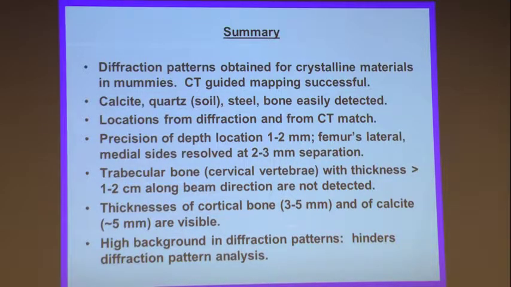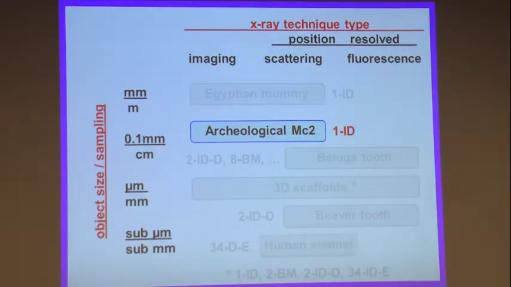What we could have done better was a little bit better data collection, because we have a high background of diffraction in the patterns. And this hinders extracting the normal information we would want to get out of analyses like peak broadening. So there are things to improve. I don't know that I'll ever get my hands on a different mummy to bring in, but if we were, we know better what to do.